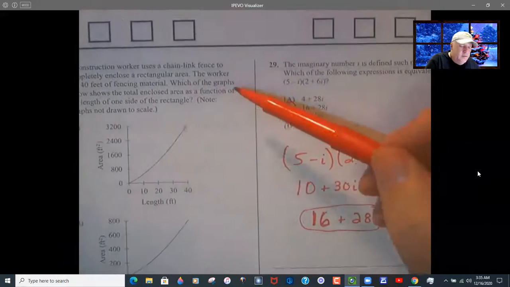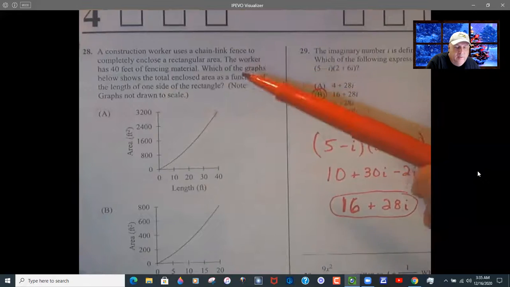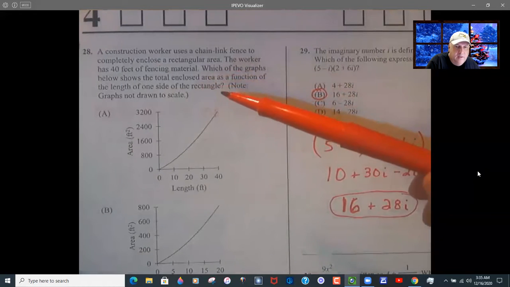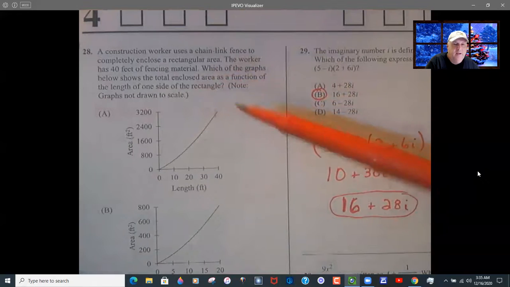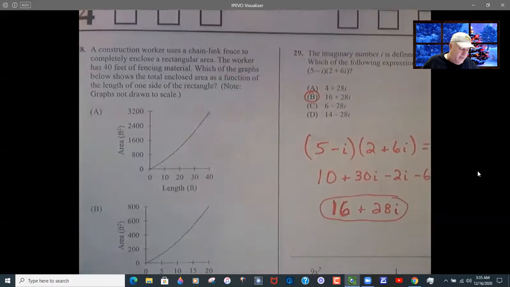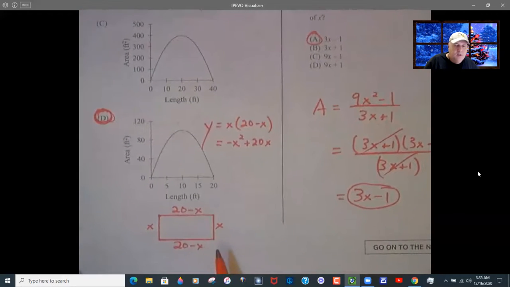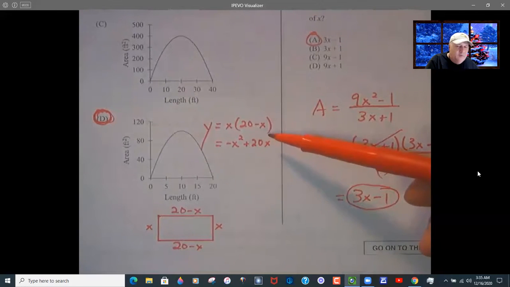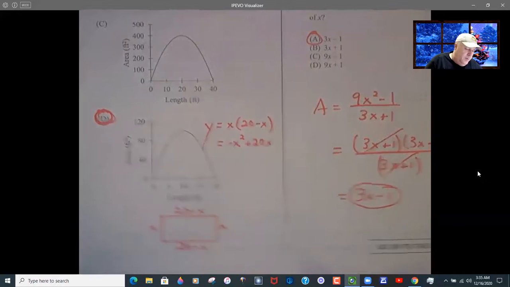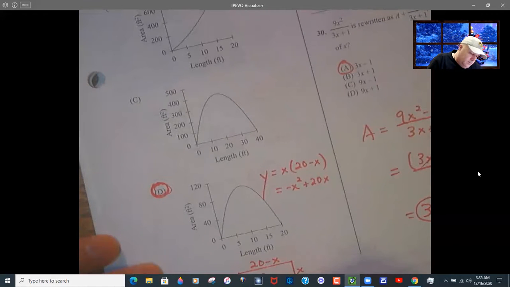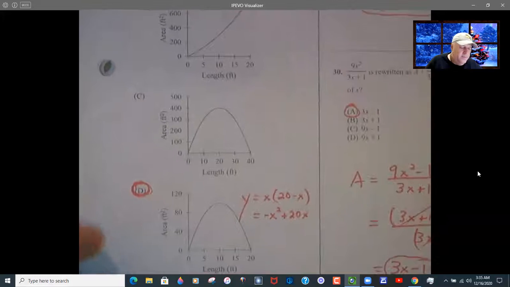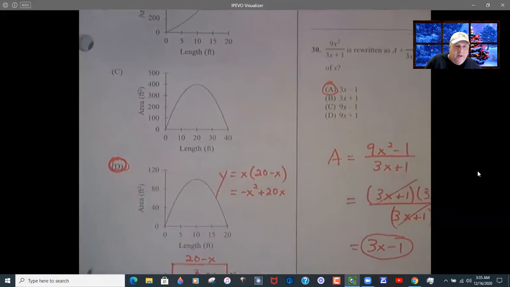Okay, a construction worker uses a chain link fence to completely enclose a rectangle. The worker has 40 feet of fencing material. Which of the graphs below shows the total enclosed area as a function of the length of one side of the rectangle? Note, graphs are not drawn to scale. So here's the picture. If we add all those up, we get 40 feet. And so you want to take the product and it gives this quadratic. So it's a quadratic that's opening downward, with a y-intercept of 0.